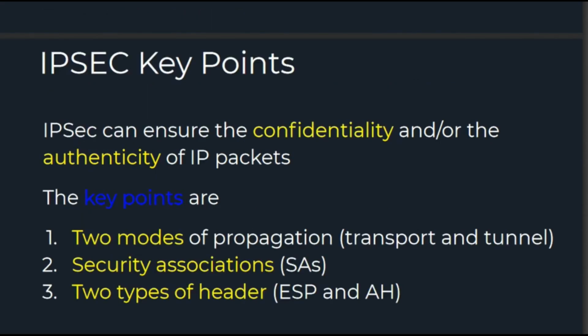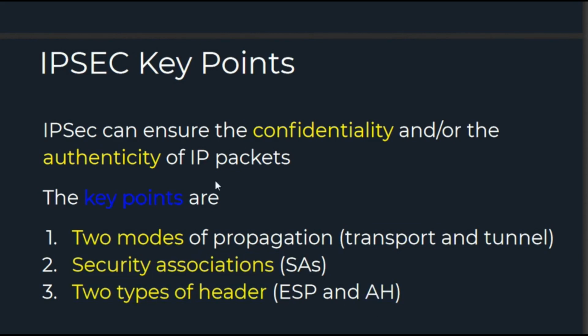Let's discuss IPsec key points. IPsec can ensure the confidentiality and/or the authenticity of the packets. The main key points are: IPsec covers two modes, transport mode and tunnel mode. The second is the security association, SA, and there are two types of header, ESP and AH.